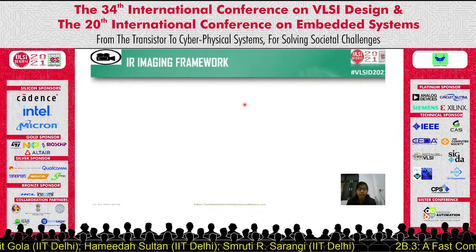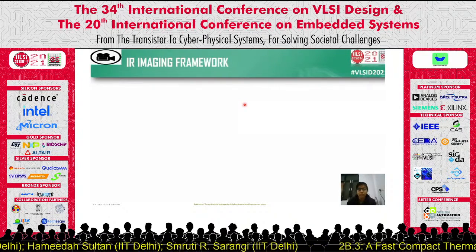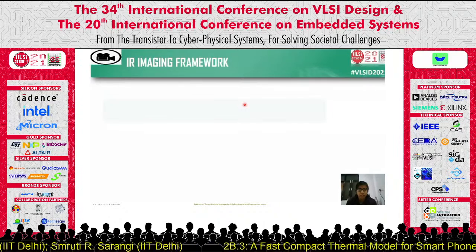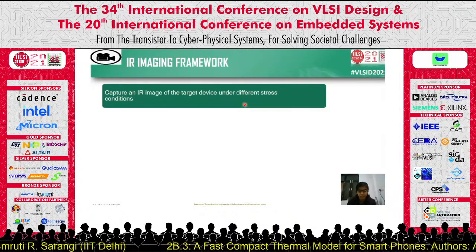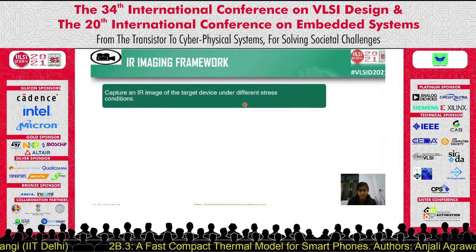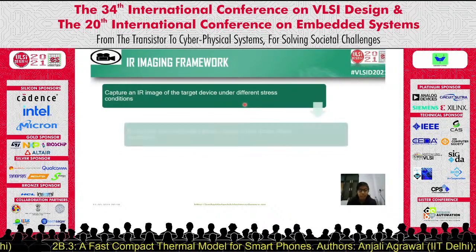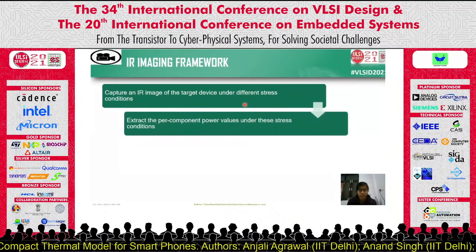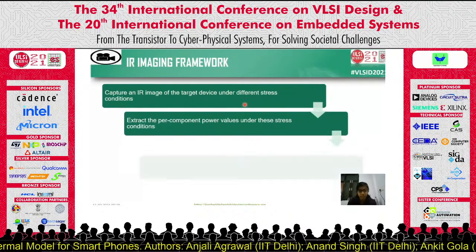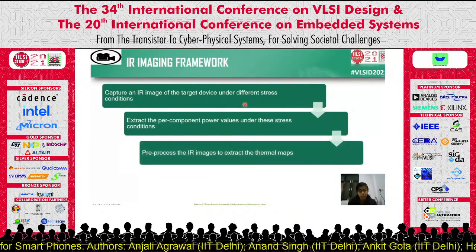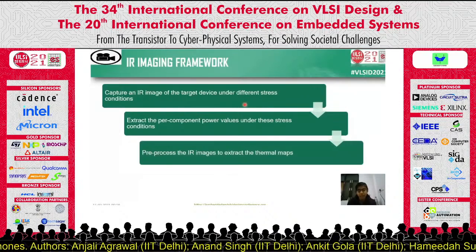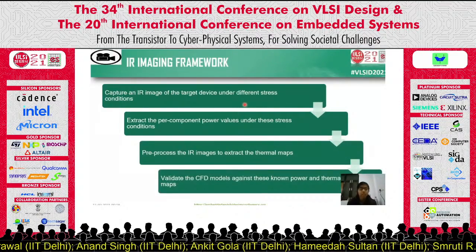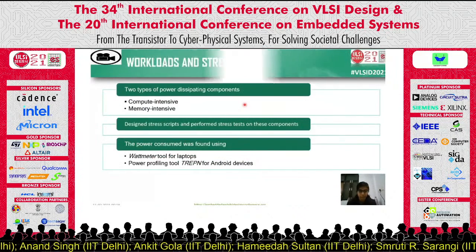Now coming to the IR framework that we have used to validate our CFD model. First, we capture an IR image of the target device under different stress conditions. Next, we need to extract the per component power values under these stress conditions. Next, we need to pre-process IR images to extract thermal maps. And finally, validate our CFD model against these known power and thermal maps.